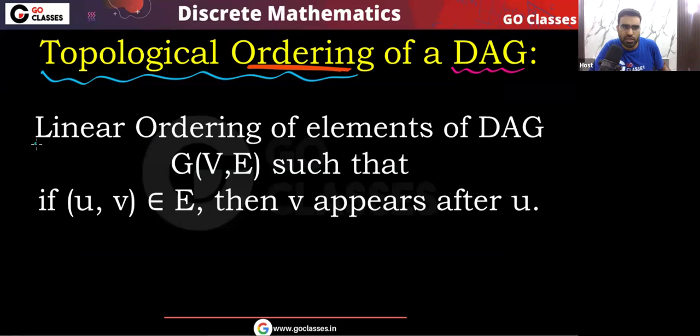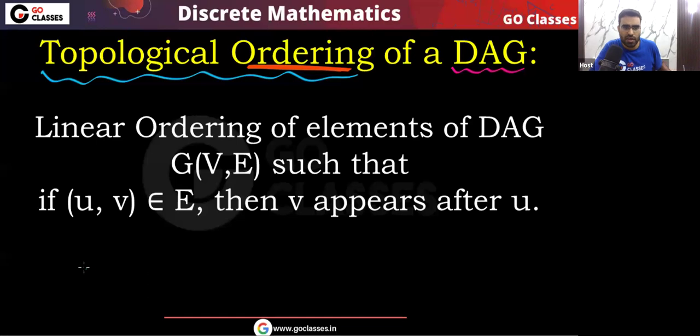What is topological ordering? This is a linear ordering of elements of this directed acyclic graph. A graph is given to you. A directed acyclic graph is given to you. What is topological ordering? That is a linear ordering of elements of this directed acyclic graph such that if there is an edge from U to V, then in this topological order, this V appears after U.